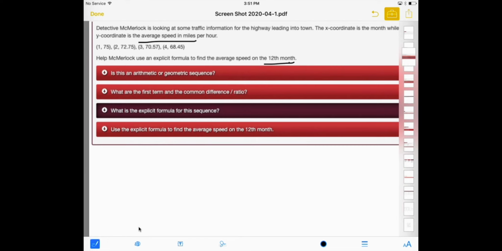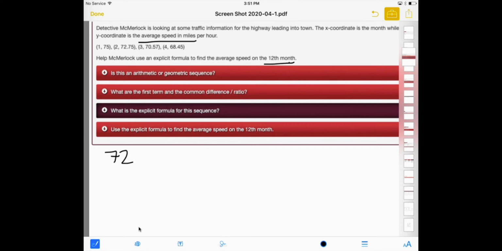It looks like to me it's decreasing, so maybe we're subtracting, or we're multiplying by some sort of a fraction or a decimal. And if I actually go and try to subtract all of these through, I'm not going to come up with the same number every single time, so it can't be arithmetic. It's going to have to be a geometric sequence. Now here's how we would verify that.